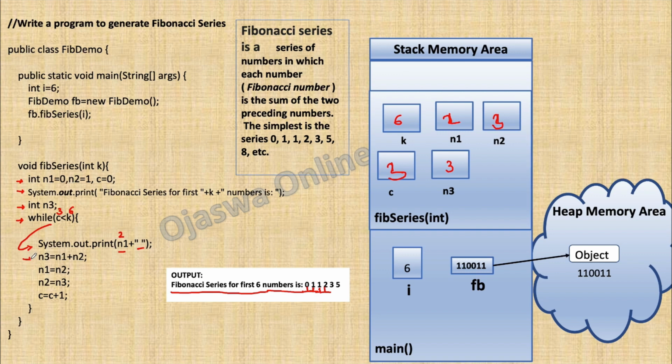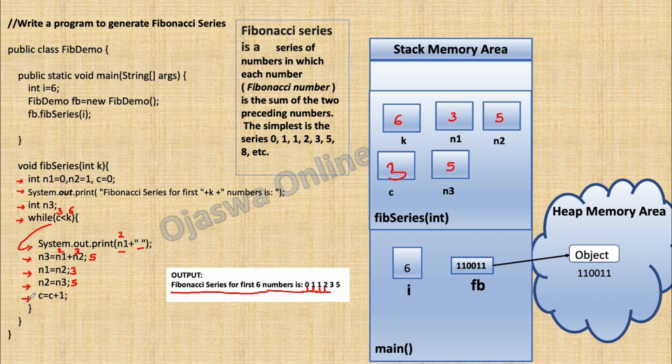Next statement executed is n3 equal to n1 plus n2. Value of n1 is 2, value of n2 is 3, 2 plus 3 is 5. Now the updated value of n3 is 5. Value of n1 now becomes n2, so n1 is assigned 3. So inside the memory, value of n1 is now 3. Value of n2 now becomes n3, so value of n2 is 5.